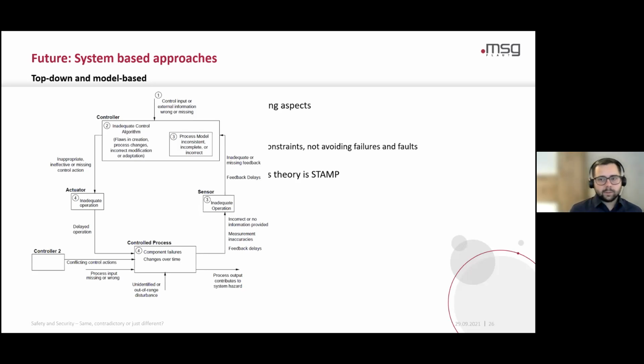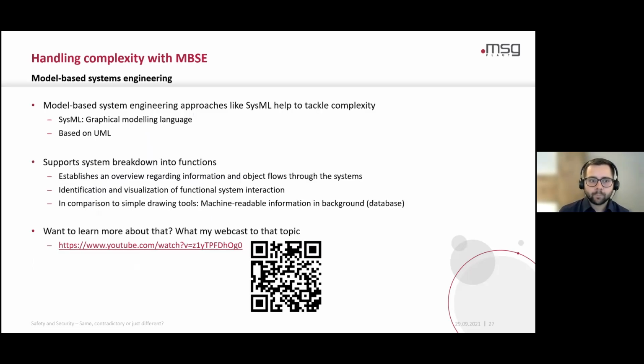There is also a yearly conference that is explaining and propagating this idea. But this is a new approach for how to deal with modern kinds of systems. There is also the possibility to tackle that with model-based approaches like SysML. I will skip that also for time reasons, but we had a webcast last week where you can get an idea of what model-based systems engineering is about.